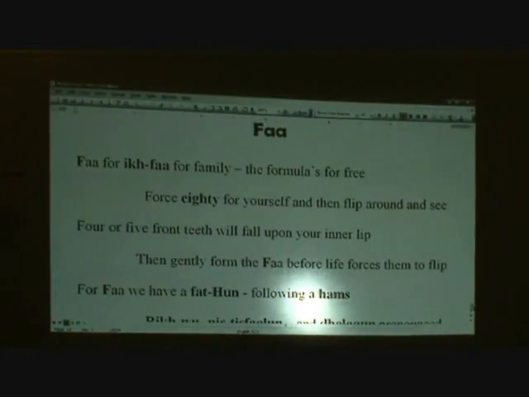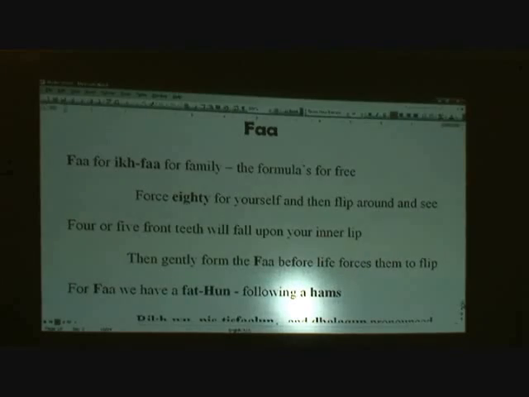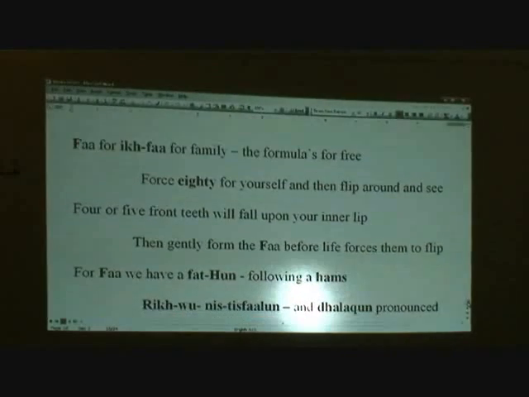Okay, here we have fa for it. Go up a little bit further. Just a little bit further. Right there.